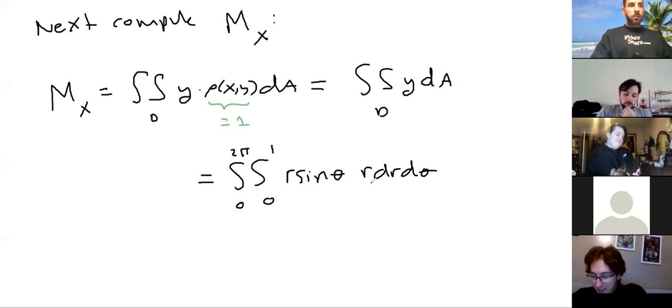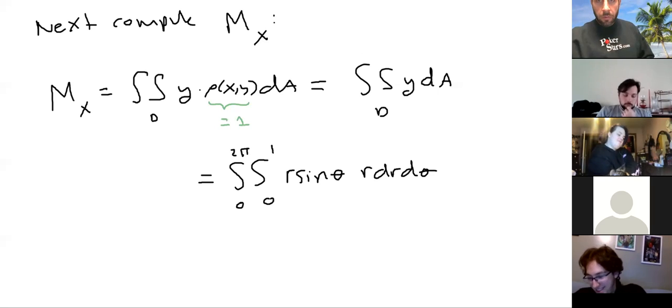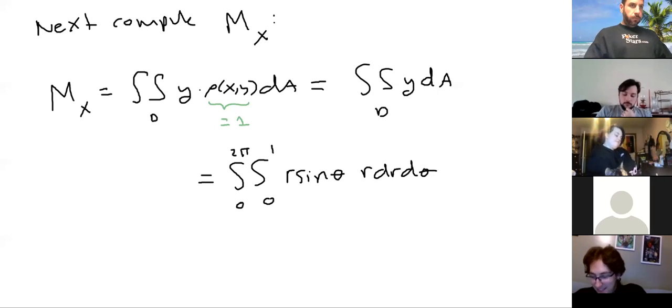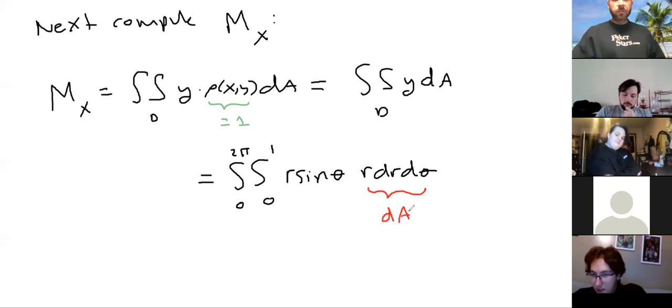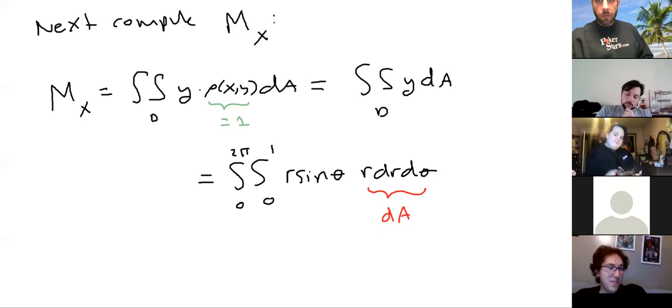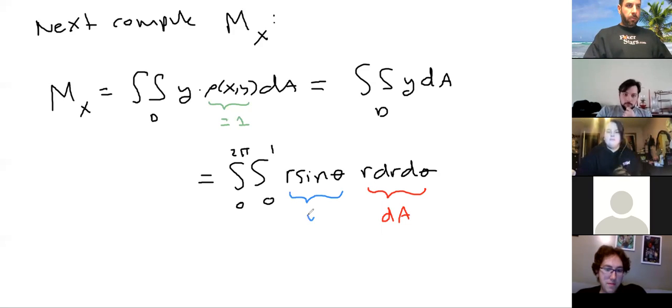So once again, we need to remind you of how this works. So we'll use red here. And what is r sine theta? Well, that is the definition of y when I go to polar coordinates.